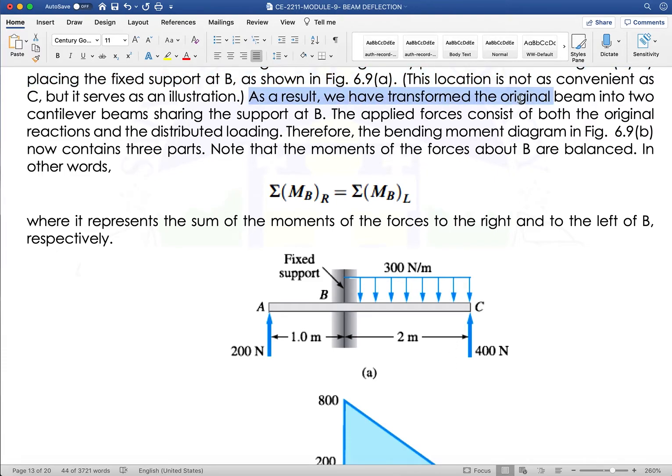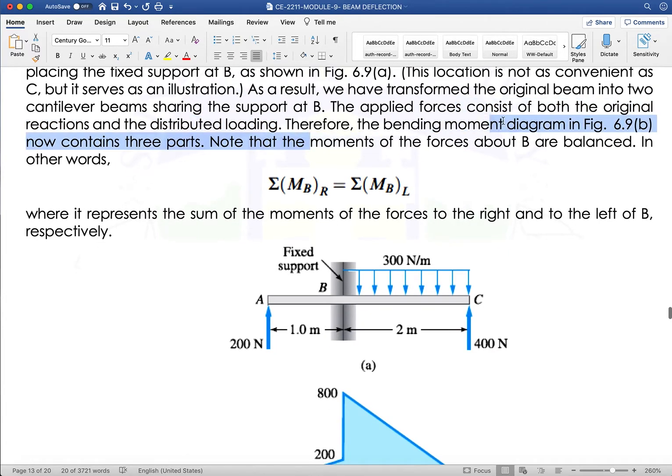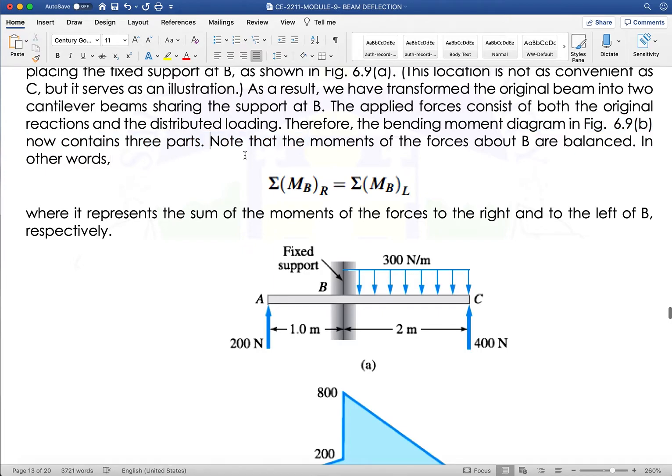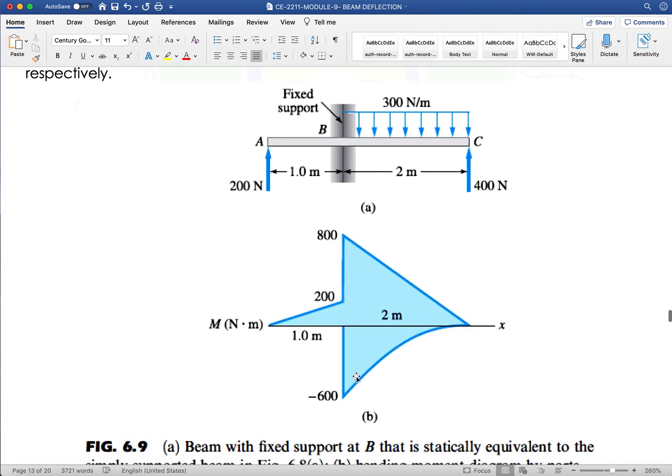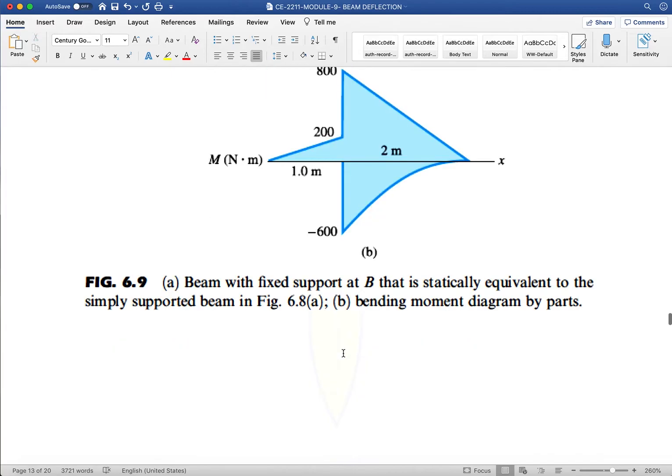As a result, we have transformed the original beam into two cantilever beams sharing the support at B. Applied forces consist of both the original reactions and the distributed loading. Therefore, the bending moment diagram now contains three parts. So the summation of moment at B on the right is equivalent to the summation of moment at B on the left. So they should be the same.